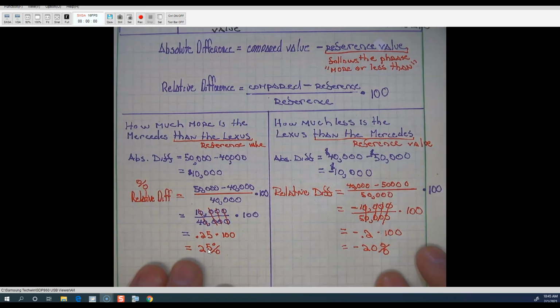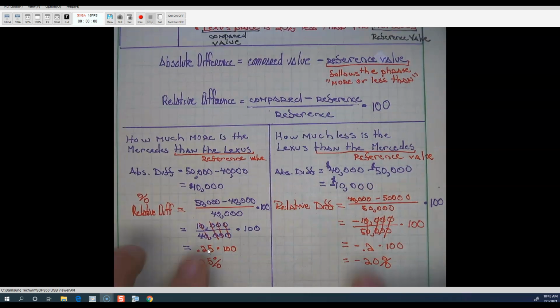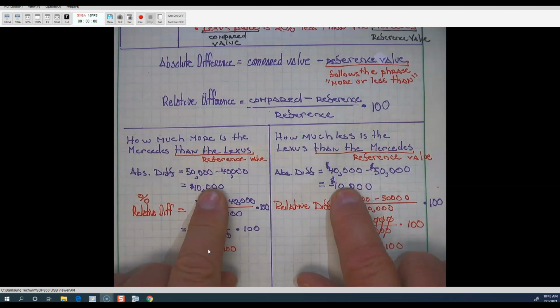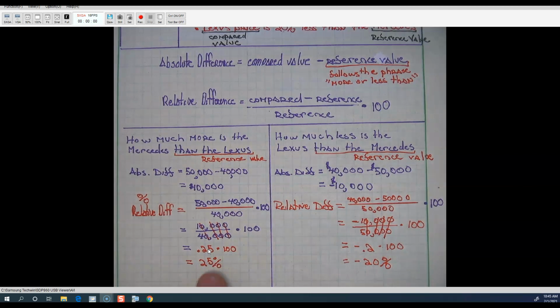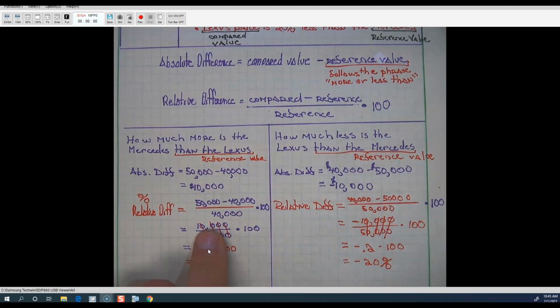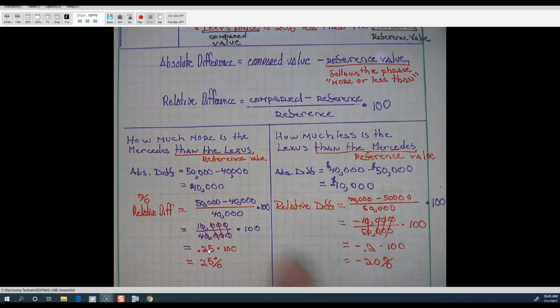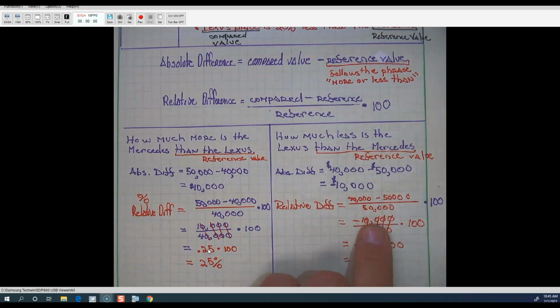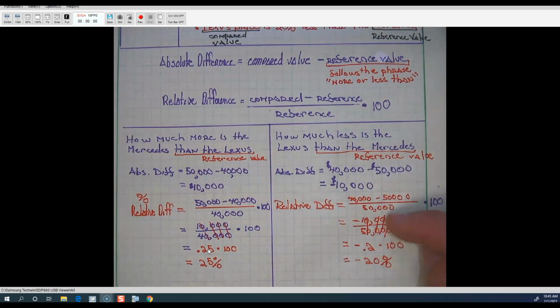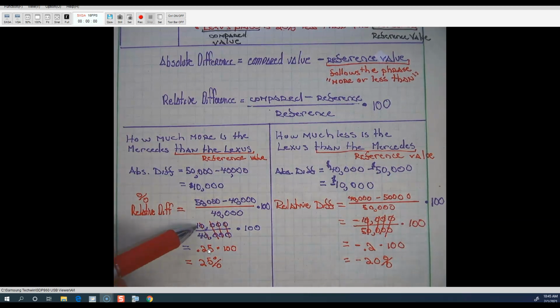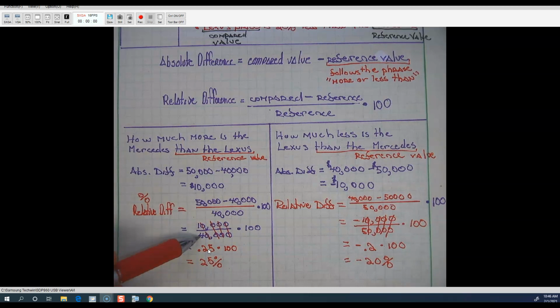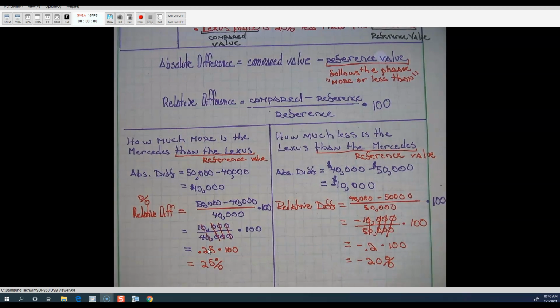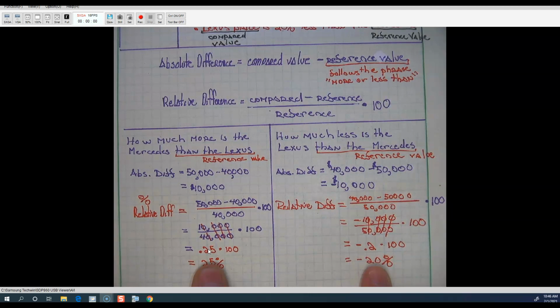So the reason these are different, even though the difference between the two costs is $10,000, this difference is expressing 10,000 as related to the cost of the Lexus, and this one is relating 10,000 to the cost of the Mercedes. See, 10,000 is 20% of 50,000. 10,000 is 25% of 40,000. That's why these two percentages are different.